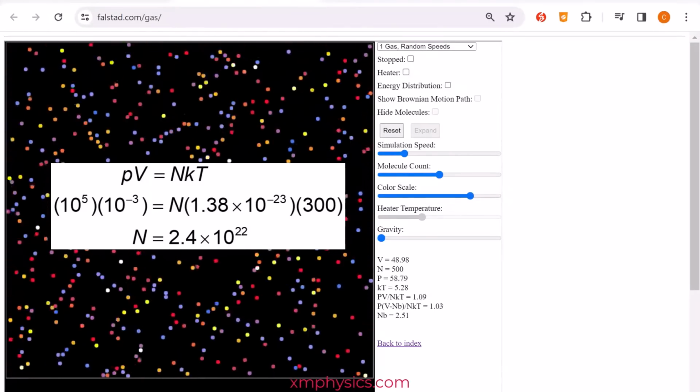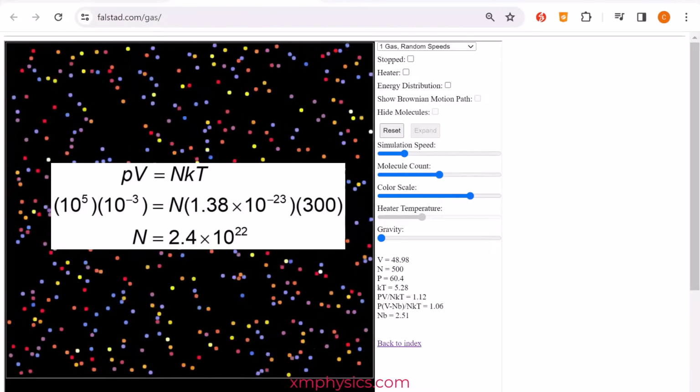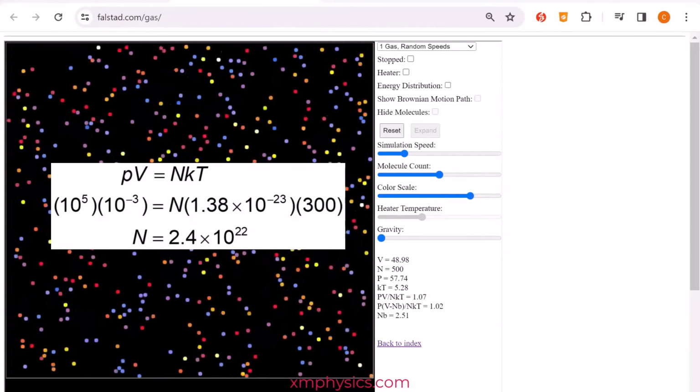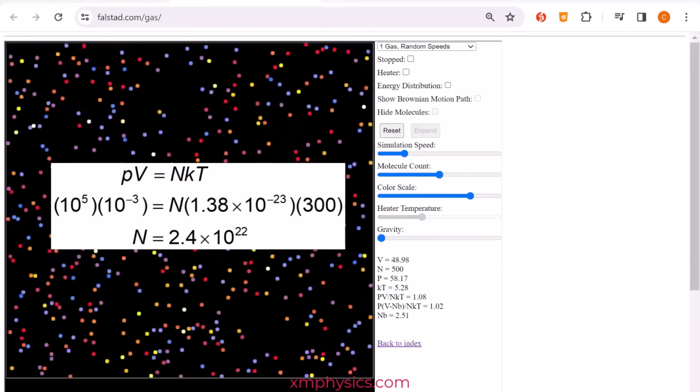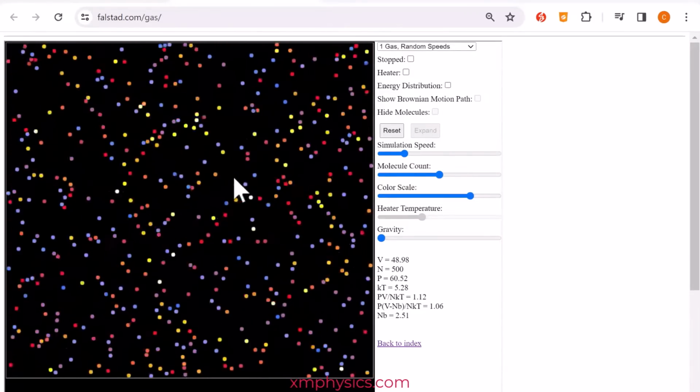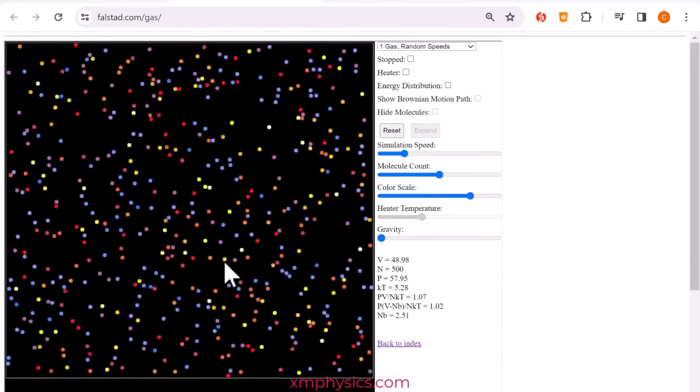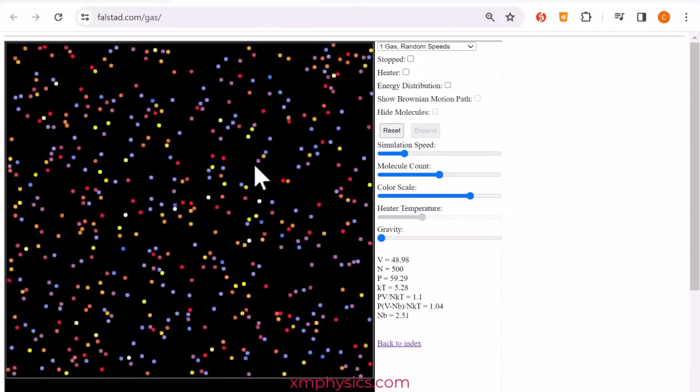That's a humongous number. Of course, the applet cannot simulate so many gas particles. I don't think we even have enough memory chips to track the motion of 2.4 times 10 to the power of 22 gas particles. But as an applet, I think this is enough for us to have a meaningful visualization.